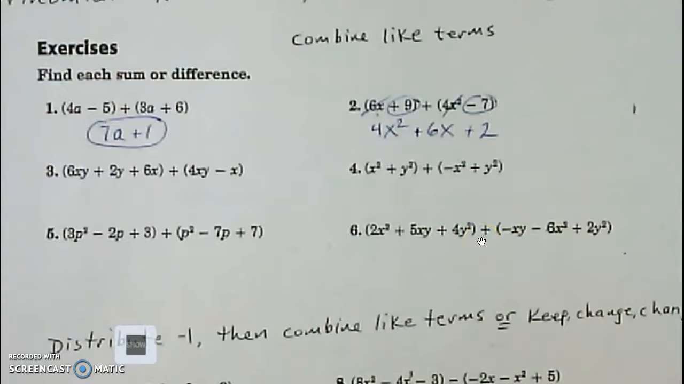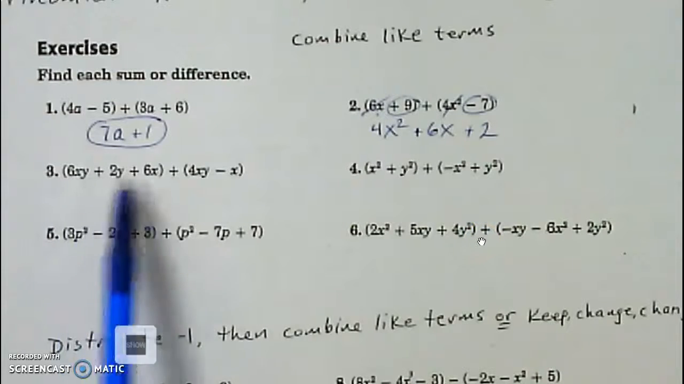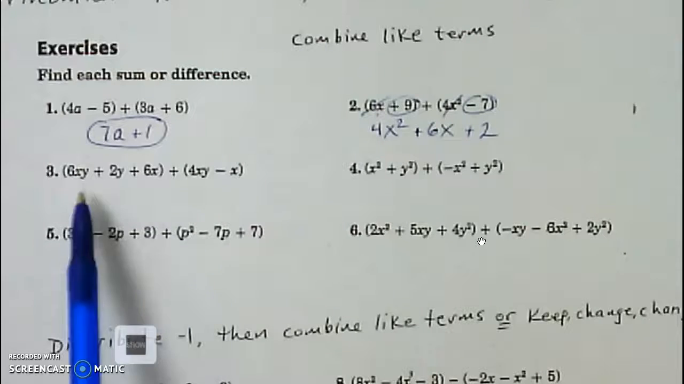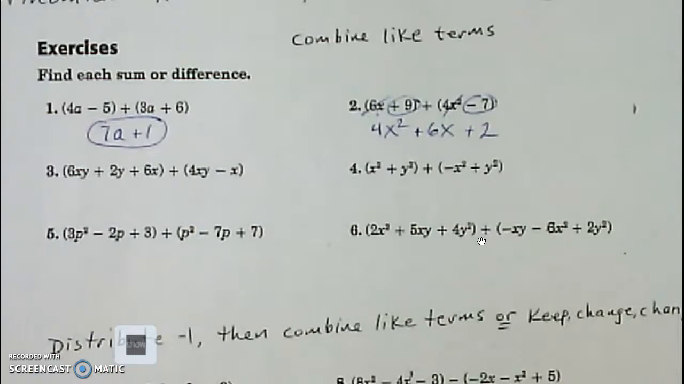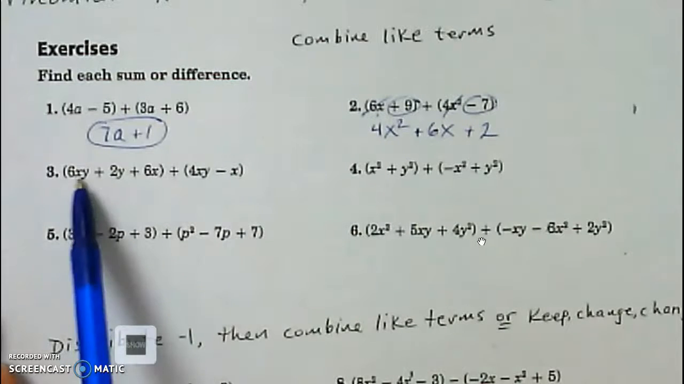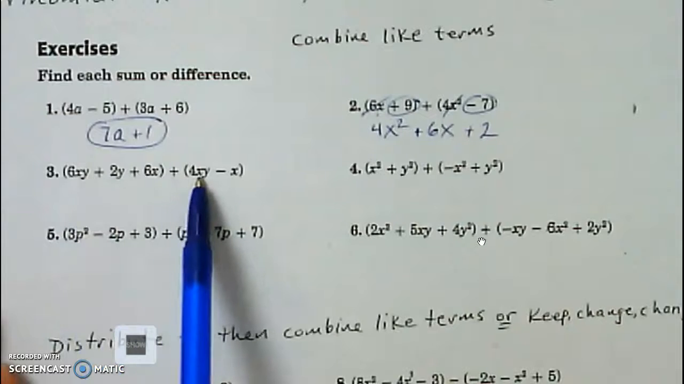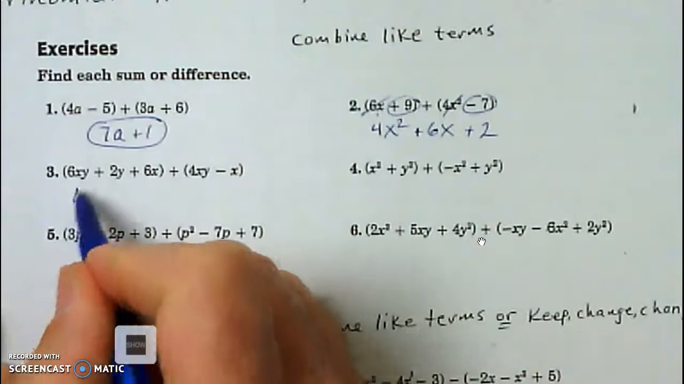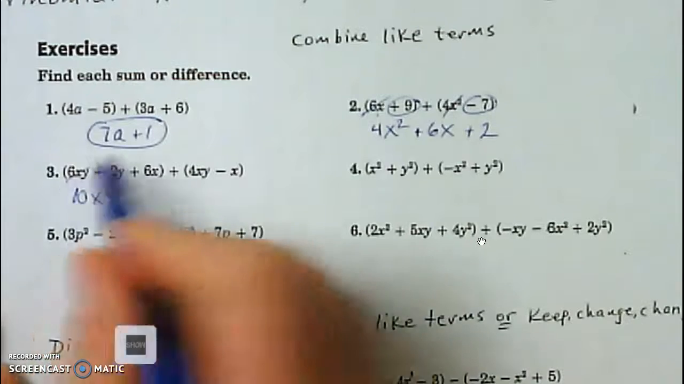Okay, so number 3, you can tell it's not going to match up. We have a trinomial being added to a binomial. There's something extra over here. Well, let's find out what it is. We have an xy. There's an xy. 6 plus 4 is 10 xy.